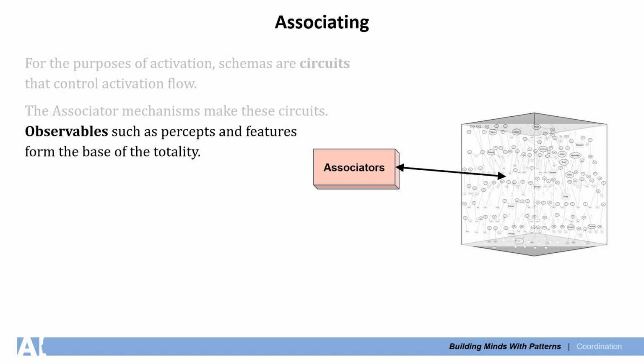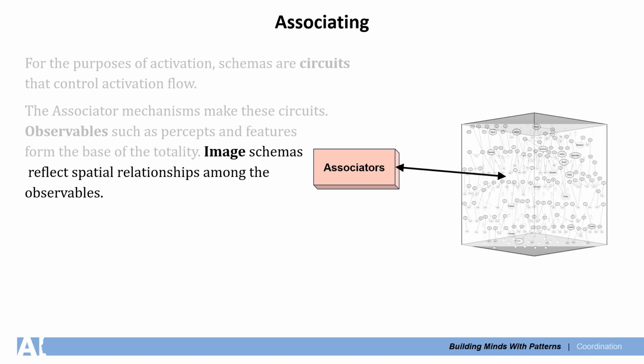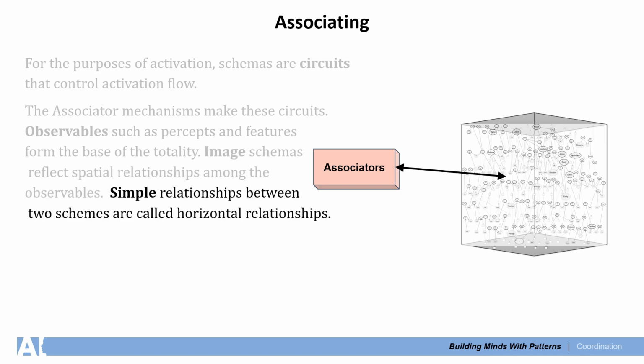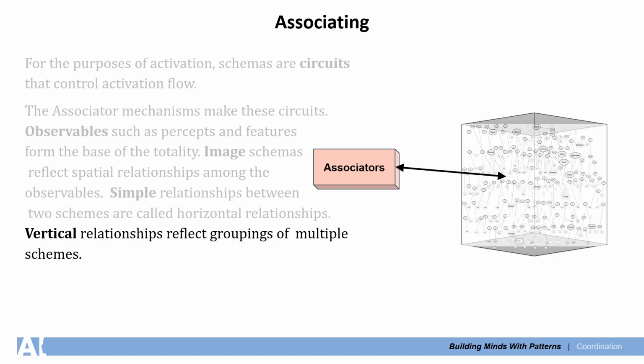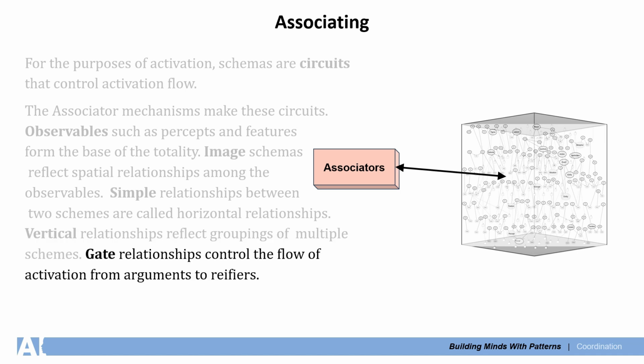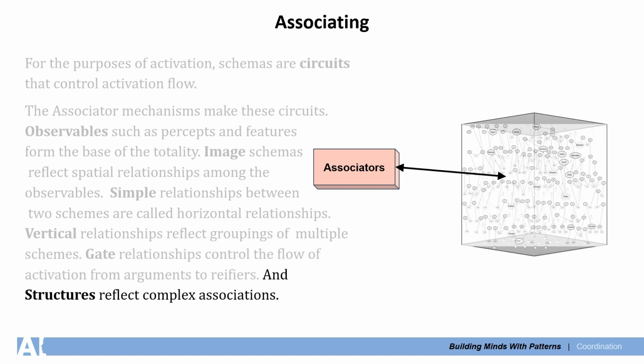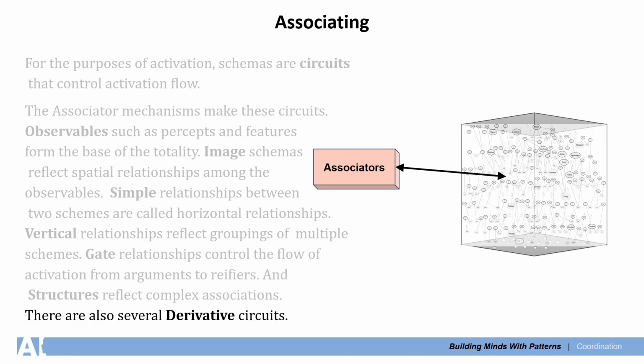Observables such as percepts and features form the base of the totality. Image schemas reflect spatial relationships among the observables. Simple relationships between two schemes are called horizontal relationships. Vertical relationships reflect groupings of multiple schemes. Gate relationships control the flow of activation from arguments to reifiers. And structures reflect complex associations. There are also several derivative circuits.